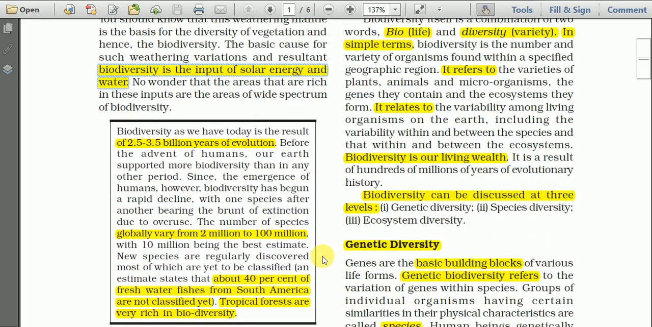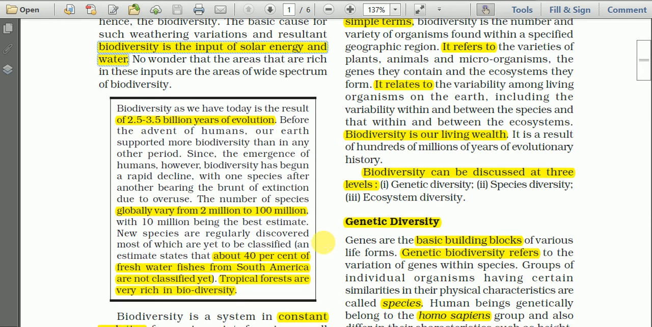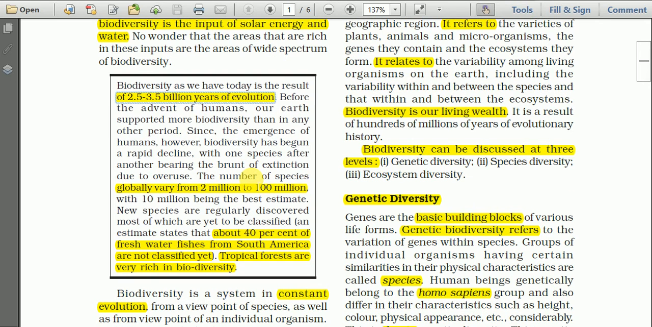And see, in the box we have some information. Biodiversity, as we have today, is the result of 2.5 to 3.5 billion years of evolution. That means the biodiversity that we are seeing today is the result of 2.5 to 3.5 billion years of evolution. Before the advent of humans, our earth supported more biodiversity than in any other period since the emergence of humans.